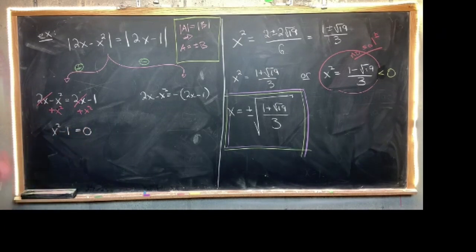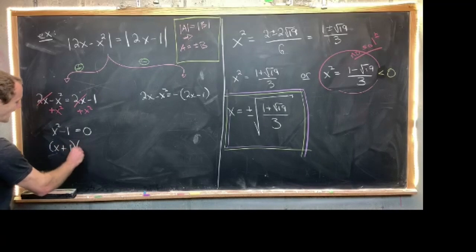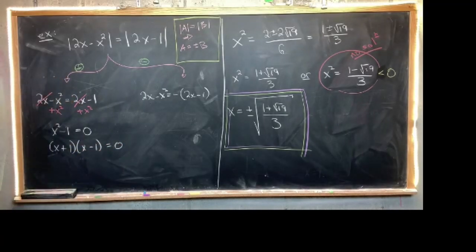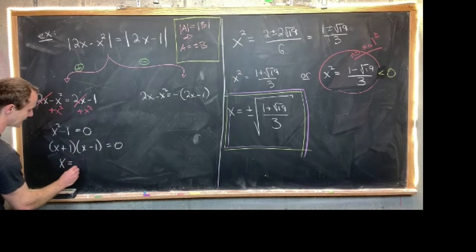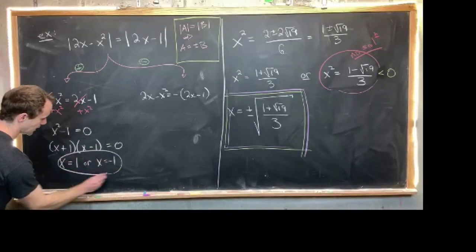Now you can solve that two different ways, by factoring or by adding 1 and taking the square root. It's essentially the same. Let's maybe factor it this time. I think we added and took the square root a previous time, so just kind of for variety. So we get x plus 1 times x minus 1 equals 0. So that means x equals 1 or x equals negative 1.